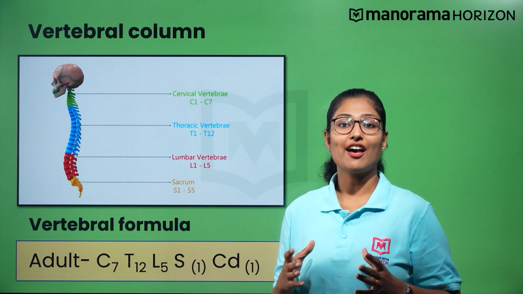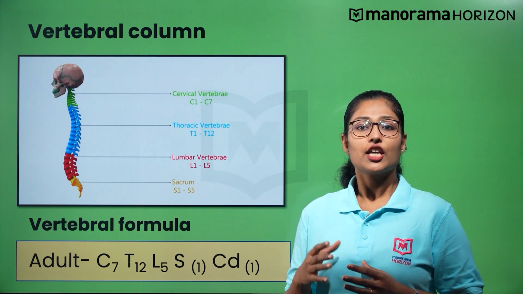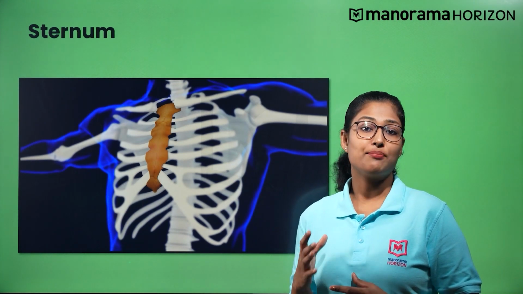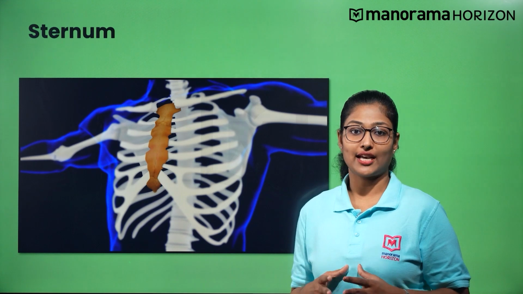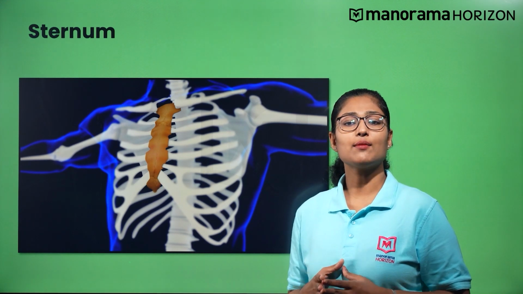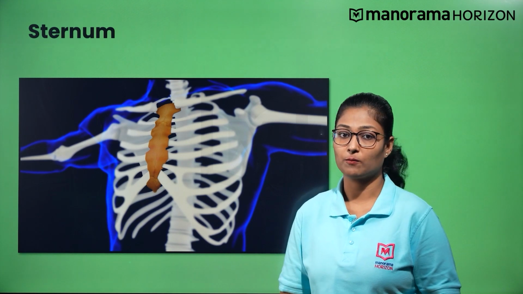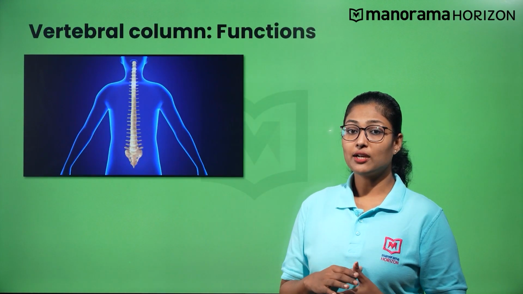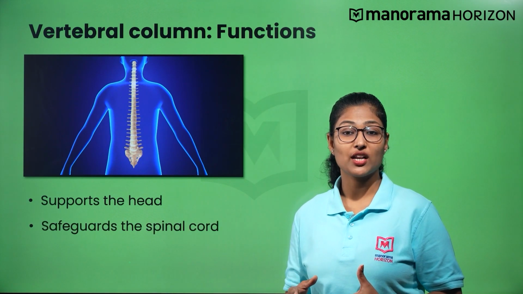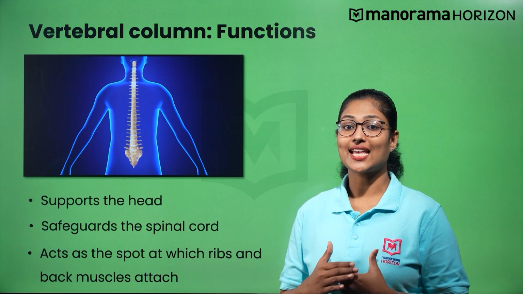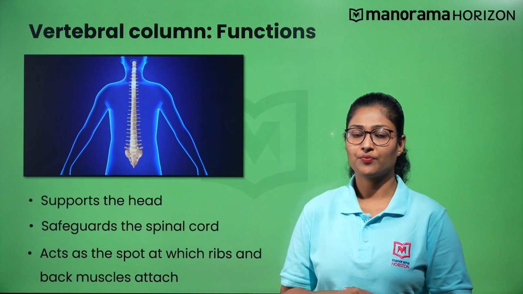So far, we have learned the arrangement of the vertebral column. Humans have one breastbone named the sternum, and it is attached to the diaphragm. It's time to check the various functions associated with the vertebral column. The vertebral column supports the head, safeguards the spinal cord, and acts as a support at which ribs and the back muscles attach.